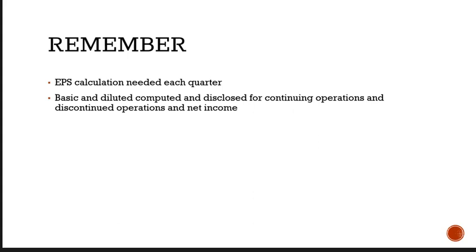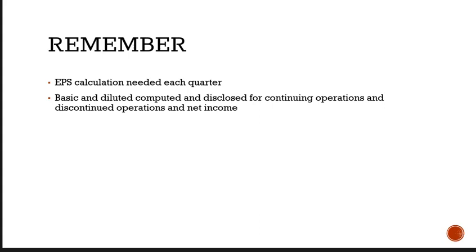So a couple of things to remember as we wrap up here. Our second podcast, earnings per share calculation, is done in real life every quarter on the income statement. Basic and diluted are computed each quarter and disclosed for both continuing operations and discontinued operations and net income. If you have discontinued operations, we talked about that way back when we did the income statement in about week 3. Discontinued operations must be separately broken out from regular continuing operations.